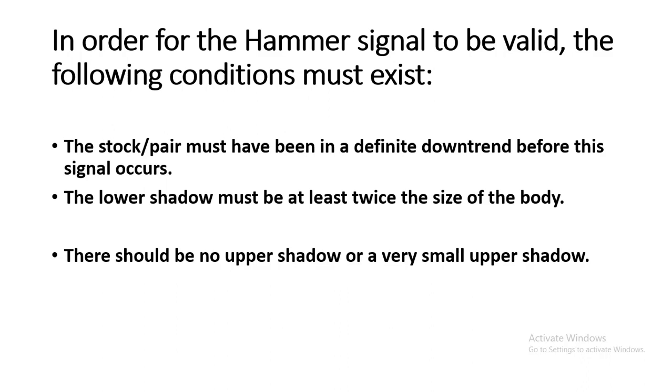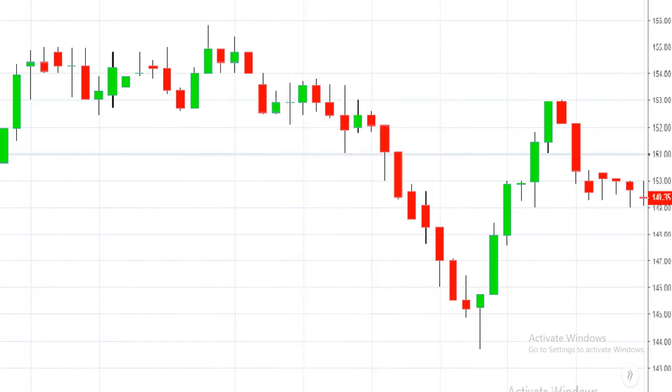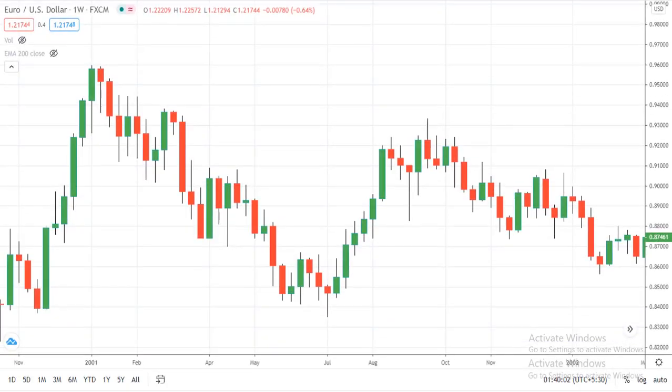Now let's see it in the live chart. Now guys, for a moment pause the video and identify by yourself in this chart which candle represents the perfect hammer candle. If you found this as a hammer candle, then you are right, and I think you got the point of what I'm trying to say. Now let's look at another chart and see how you go through it.